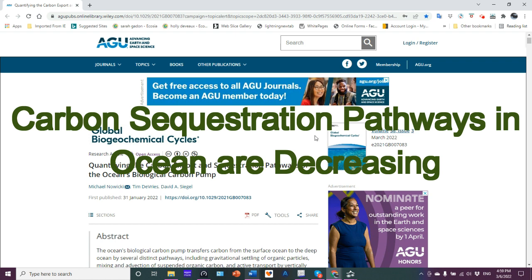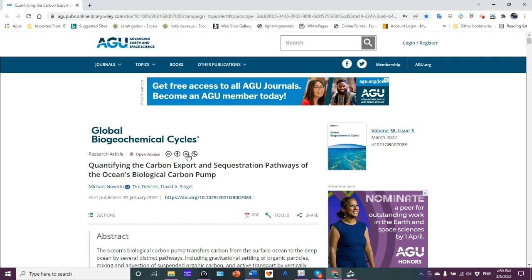I want to discuss with you what we see here, quantifying the carbon export and sequestration pathways of the ocean's biological carbon pump. Now, this is an extremely detailed paper. I'm not going to cover the paper here. I will leave the URL link in the comment section for those who are interested in looking at it.